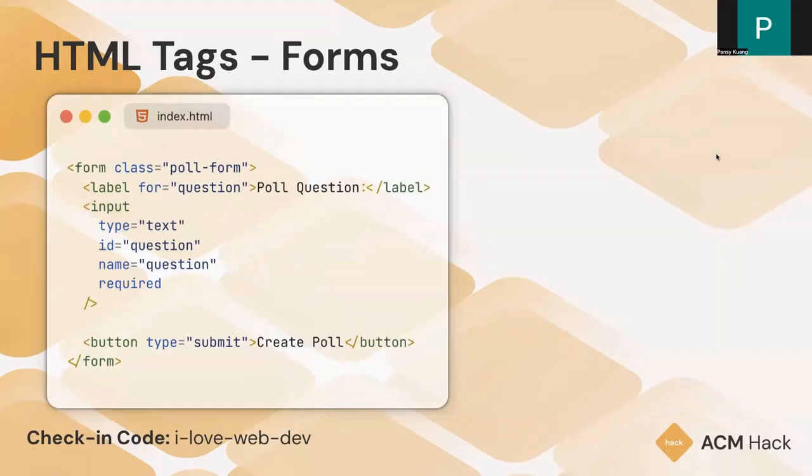Here's another HTML element, which is forms. You can see the form in the first line here. And then inside the form, you have specific HTML elements for the form tag, which are label, input, and button. The label will be for what you want the question to be, which is poll question. And then the input tag, which allows you to enter text. There are different attribute value pairs within it. You can see type, ID, name, and that it's required. And then the last one is a button, which is a submit button where you can use it to create the poll.